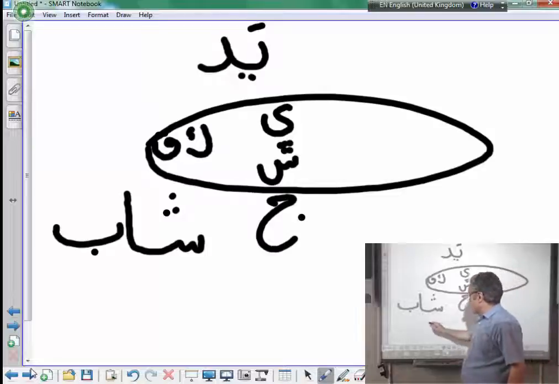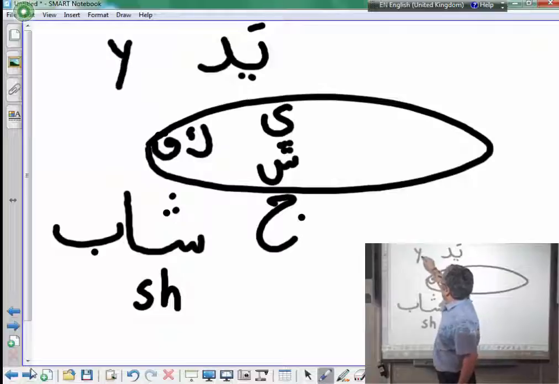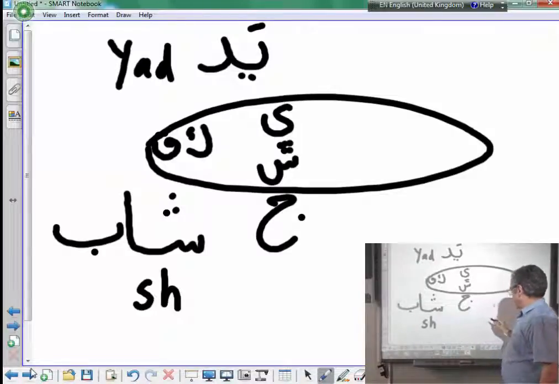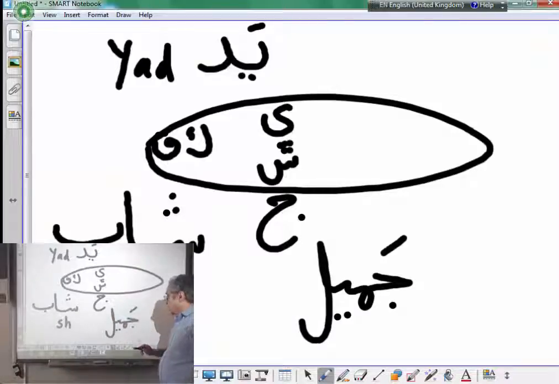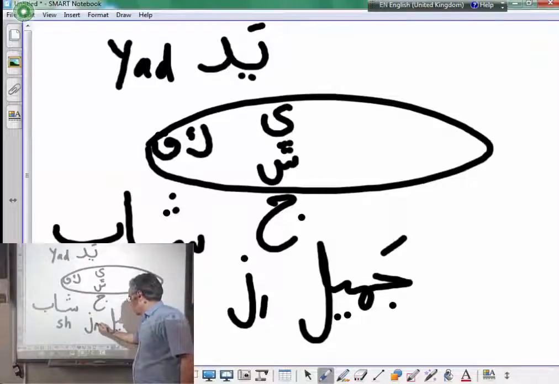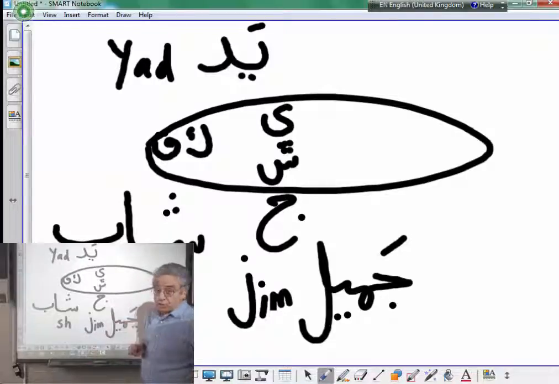It is similar in English. Maybe you can take S and H, while yed is like I use the Y, so it is equivalent to Y in yed. And the jim here, you can say, Jamil. The jim can be written in this way, or if it is at the beginning, it would be written this way. In English, it may be equivalent to Jim, J. So they are the three letters.